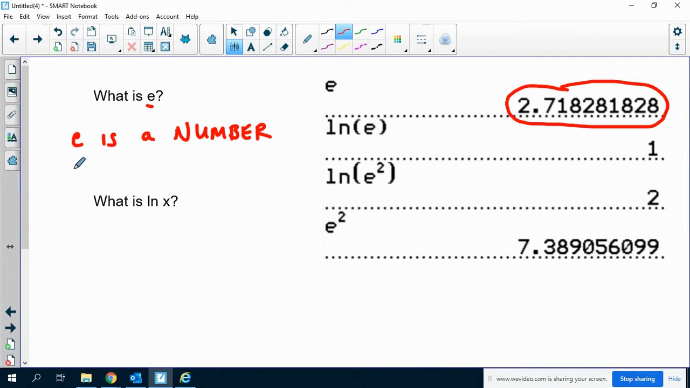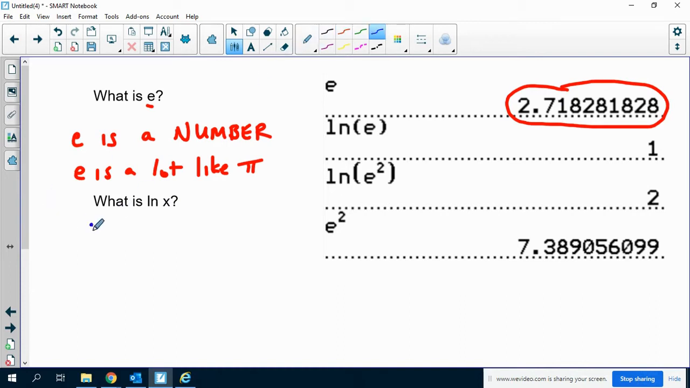e is a lot like pi. So it's called a transcendental number. It's a number that has a decimal that never stops and doesn't repeat. So that's basically what a transcendental number is. So e is a number. When we see e, we don't want to be freaked out by it. It's just a number that's a little bit smaller than 3.